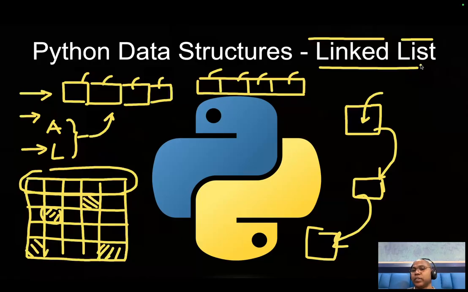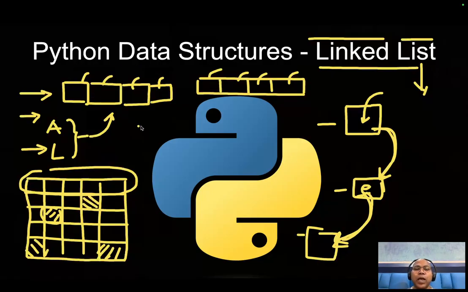That means the list contains elements, and the linked list also contains elements, but one element knows who is my next element, and this element knows who is my next element. So linked lists are data structures that support non-contiguous memory allocation. In the case of an array, we allocate memory in contiguous, big chunks of blocks.